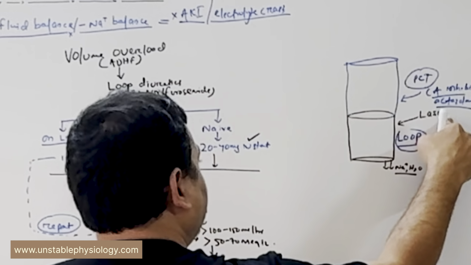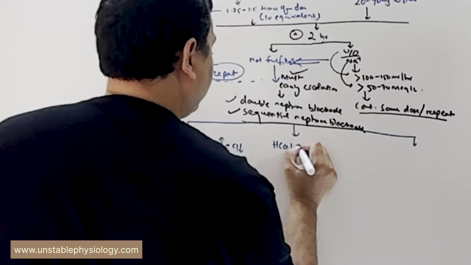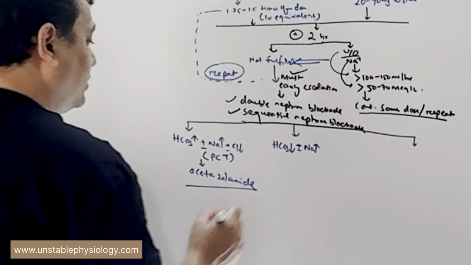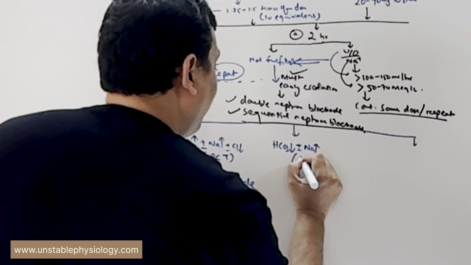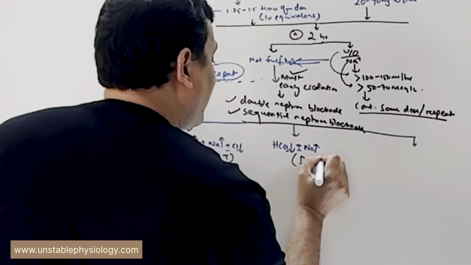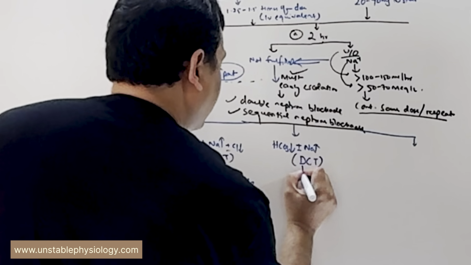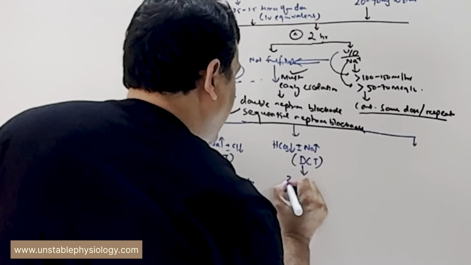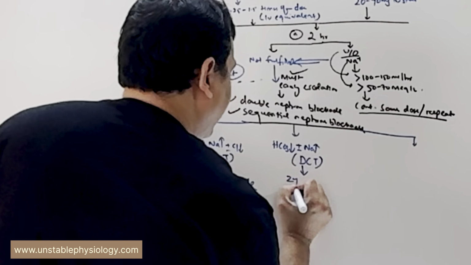acetazolamide. If the patient has low bicarbonate, at the same time sodium is high, this means the problem lies in the distal convoluted tubule. Here the drug that we will give is a thiazide diuretic or metolazone. This is PO available.